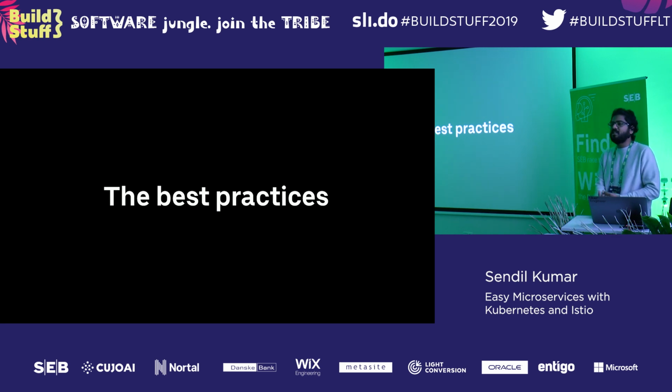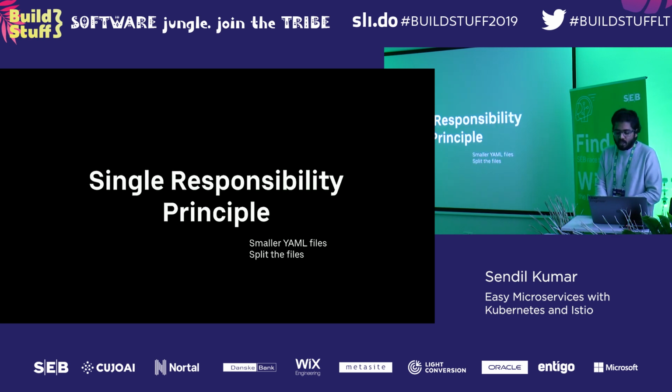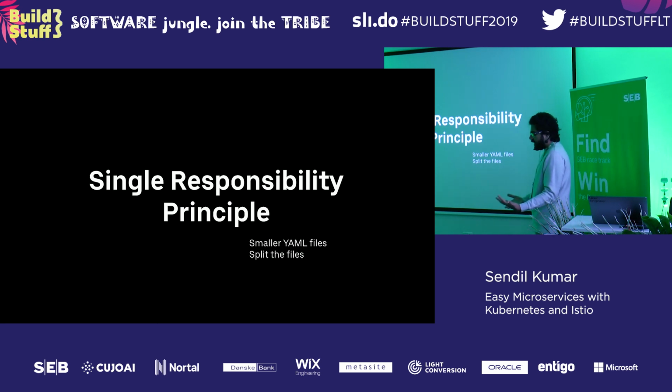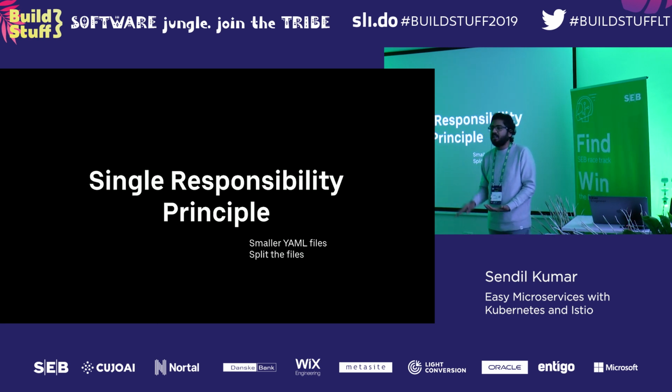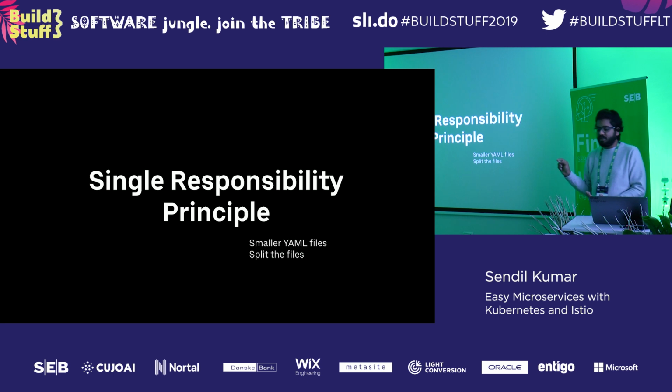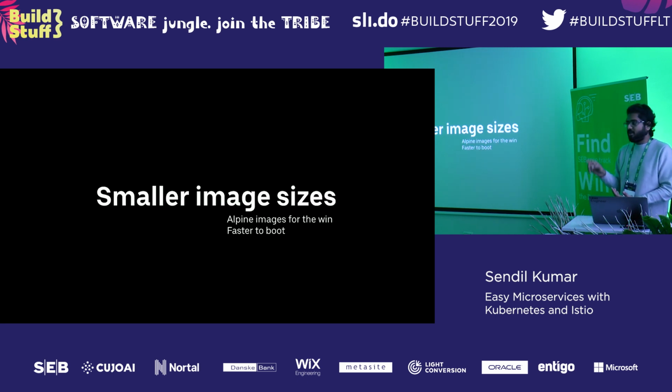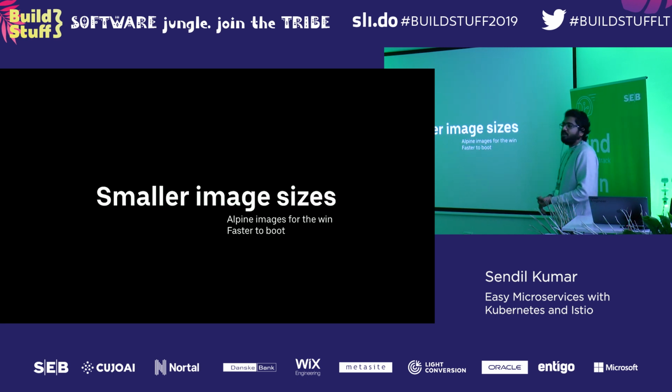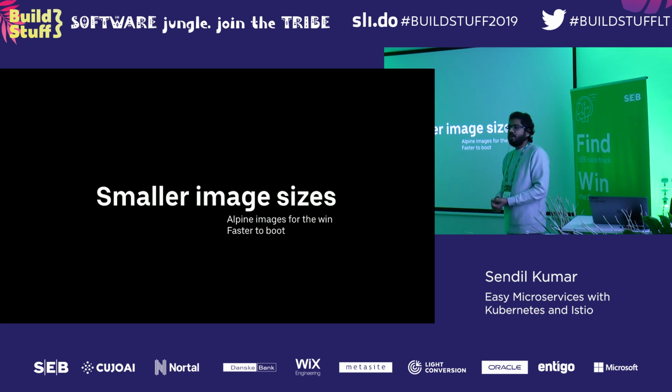These are the best practices that you can follow when you're doing Kubernetes. The first major thing is single responsibility. Yes, it still applies to Kubernetes. Always have smaller YAML files and try to split those files and put those colons correctly. And also try to create smaller image sizes.